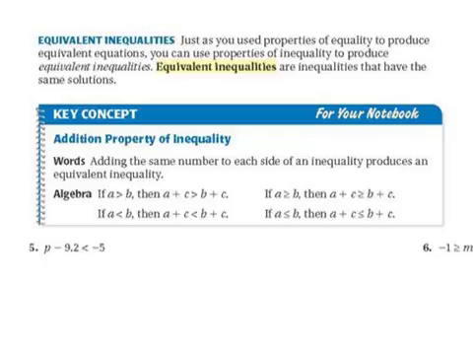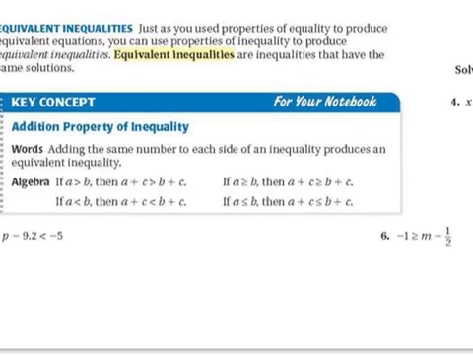Okay, so the addition property. It says just as you use properties of equality to produce equivalent equations, you can use the properties of inequalities to produce equivalent inequalities. Equivalent inequalities are inequalities that have the same solutions. So just like in equations, when you add the same thing to the same side, it doesn't change it, okay? It doesn't change the weight.